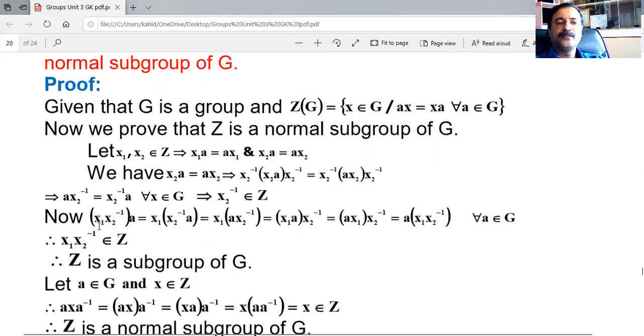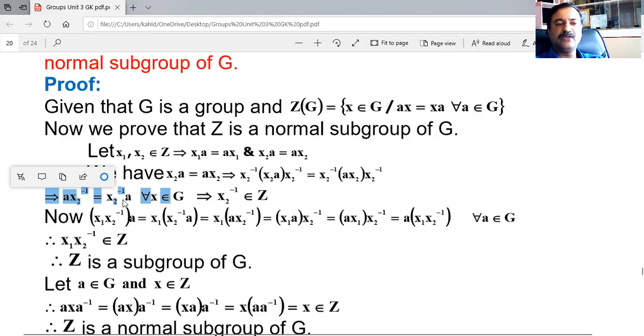Now, what about x1 x2 inverse into a? Now I am testing x1 x2 inverse into a. I am writing, by the associative law, x2 inverse into a in the same bracket and x1 outside the bracket. Next, what about x2 inverse into a? What did we get here? x2 inverse into a.